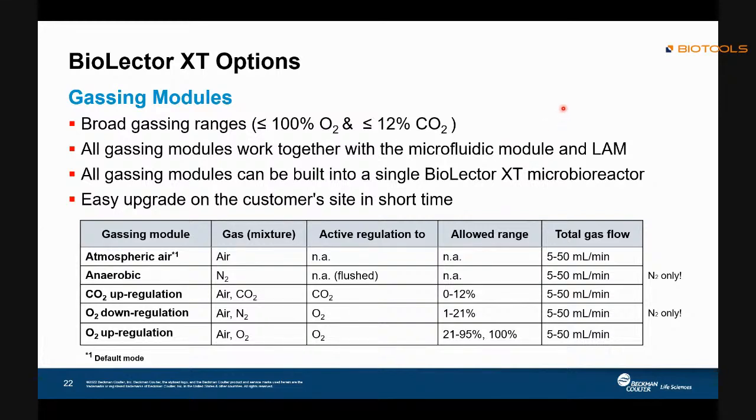And also, this gassing module is an optional feature, so according to your need, we can set up different types of modules for your measurements. Like we can do the up-regulation for the carbon dioxide and also for the oxygen gas, and we can also do the down-regulation. And we can also do anaerobic, which will be connected to nitrogen gas to make sure that there is no oxygen inside.